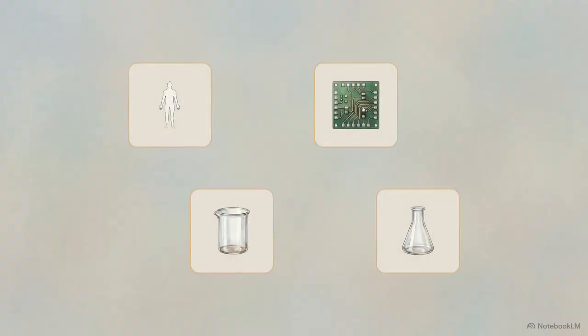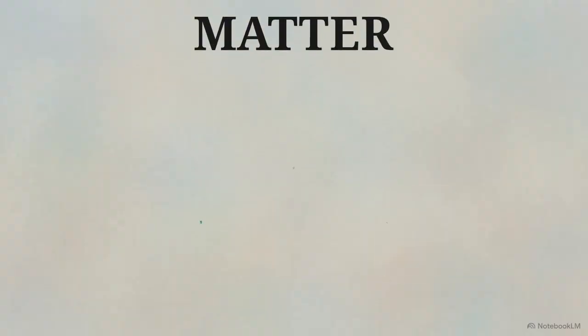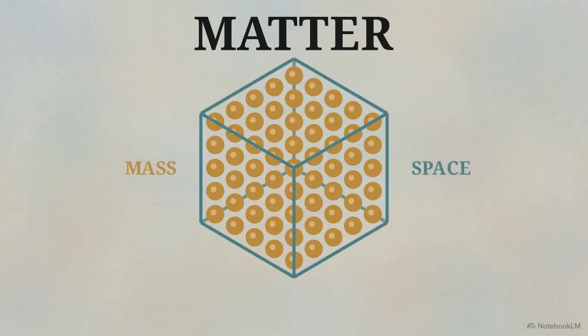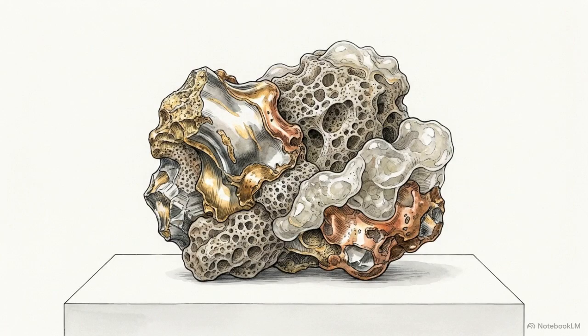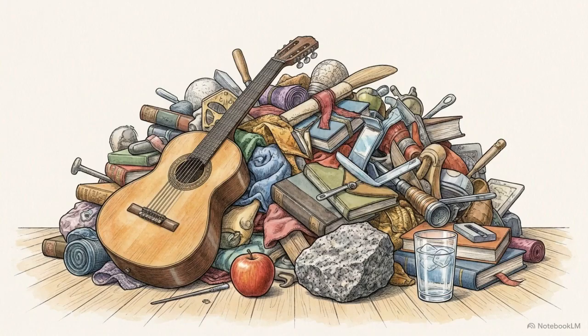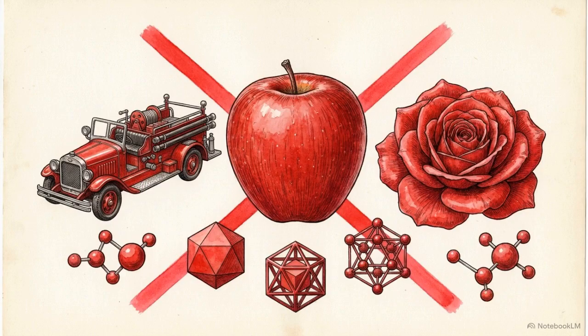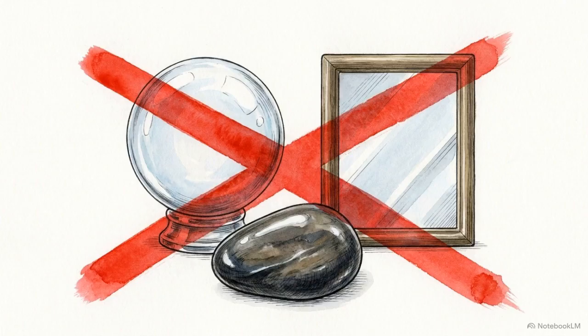All of these forms are made of matter, which we define strictly as any physical entity that possesses mass and occupies space. But knowing that something is matter doesn't tell you how to categorize it. The infinite diversity of everyday materials makes intuitive sorting impossible. You cannot group things by color, texture, or origin.